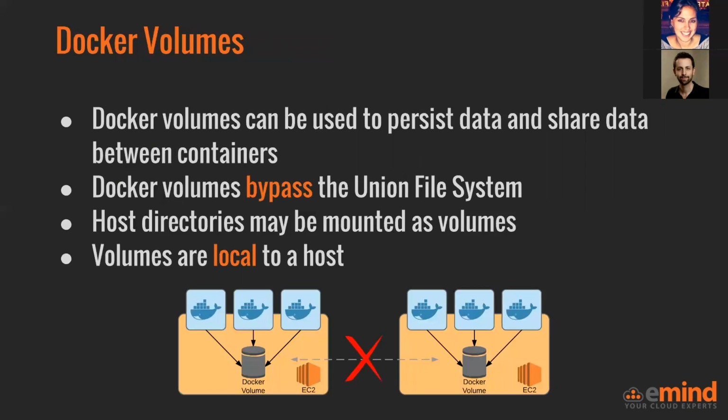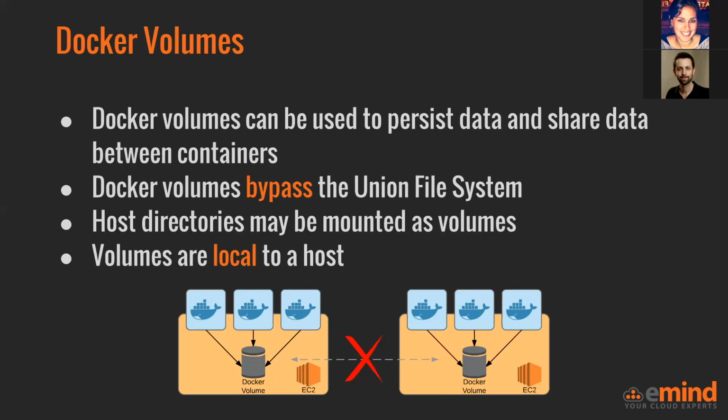So in order to store data persistently and share information between containers, we use a mechanism called Docker volumes. Now, Docker volumes bypass the union file system, thus allowing persistence as well as sharing of information between containers. You may use Docker volumes as just virtual persistent directories within Docker only, or you may map host directories as volumes, allowing you to sort of export data outside the context of Docker.